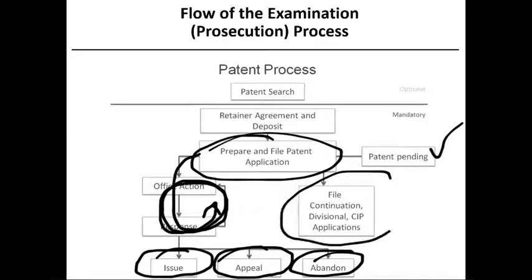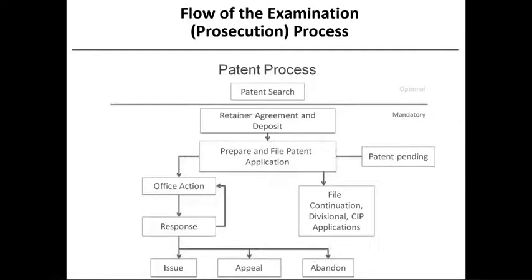Over here you can see these other options, these continuing type of applications that we talked a little bit about before, and divisionals. They might come into play too in the flow of how your patent proceeds here. Now, this is a pretty simple diagram.